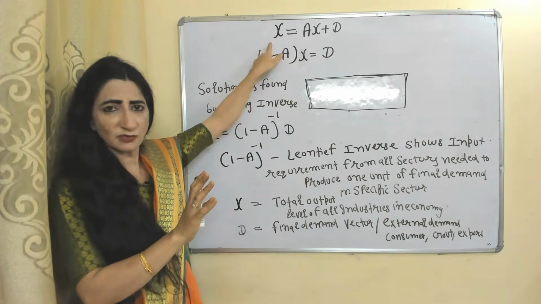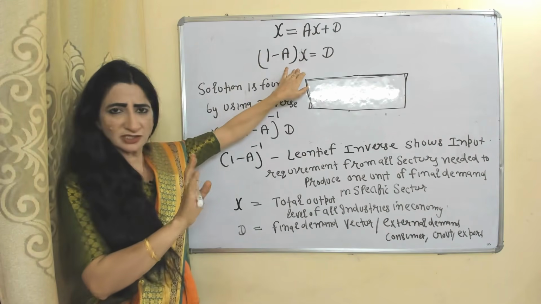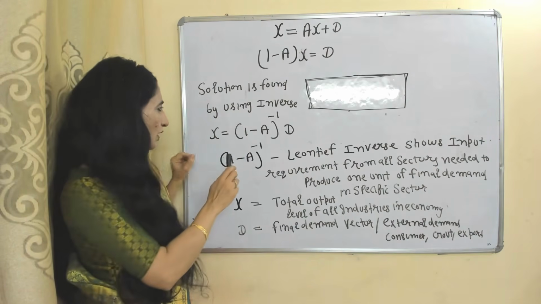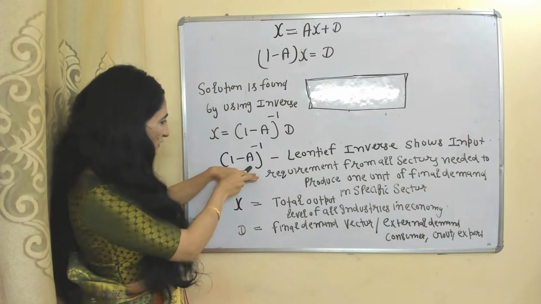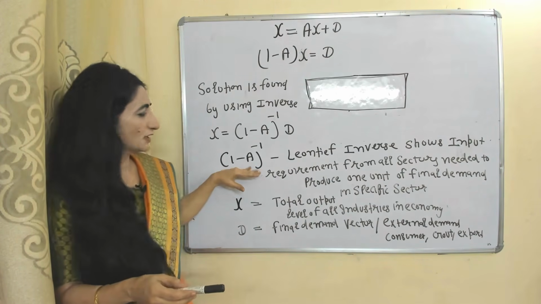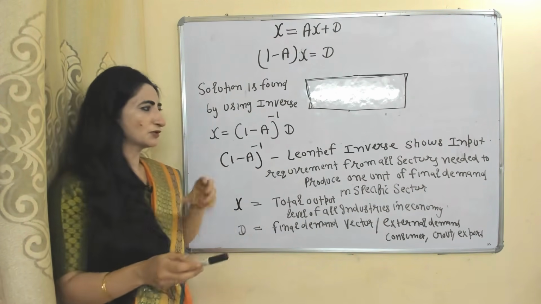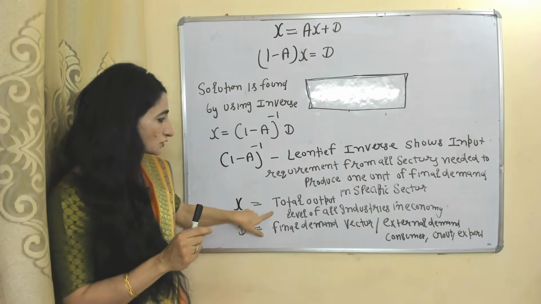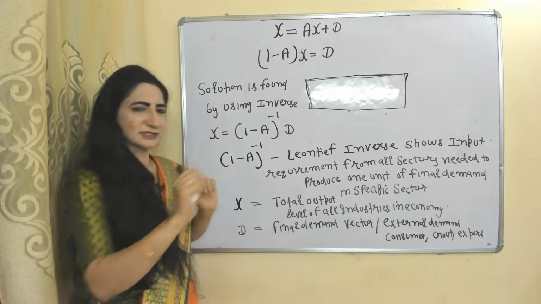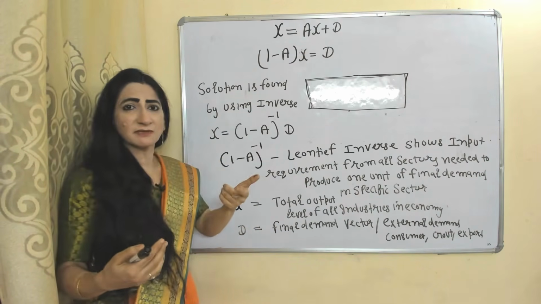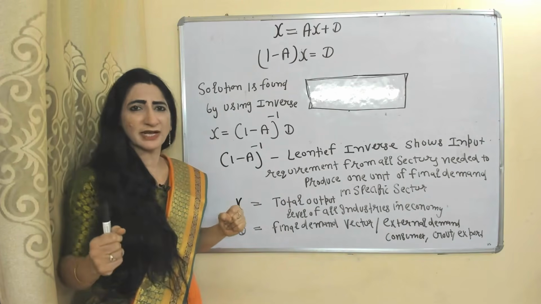This is the fundamental equation. After rearranging, this equation will look like this. The solution is found by using the inverse, and this inverse is called the Leontief inverse, and it shows the input requirement from all sectors needed to produce 1 unit of final demand in a specific sector. X shows the total output of all industries in the economy. D shows final demand, meaning external demand, demand by consumers, government and exports.